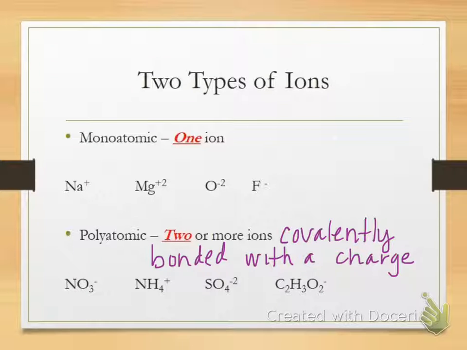So they're covalently bonded together, but they have a charge, so they will actually act like an ionic compound when they bond. And we'll learn those later on. Just right now, you just have to know what a polyatomic ion is. Later on, you got to learn them. So they're covalently bonded with a charge. Okay.